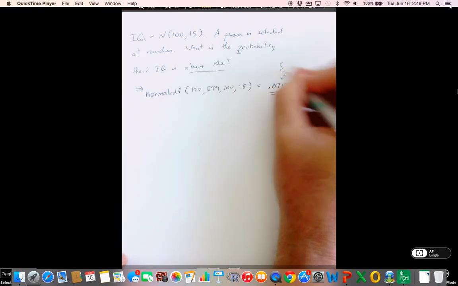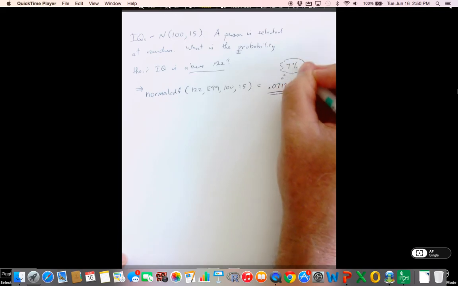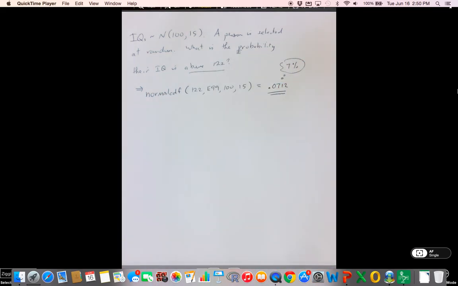I like to think about this in percentages. So that's about 7%. So only about 7% of people have an IQ of 122 or higher. So the probability would be 0.0712.